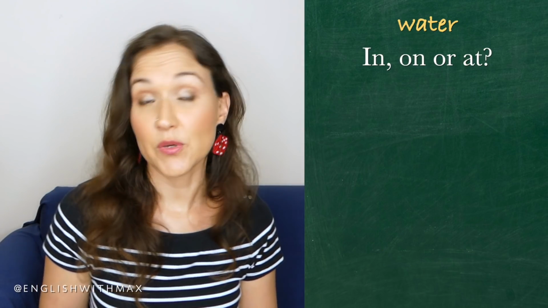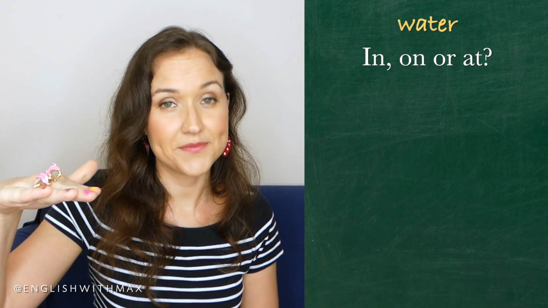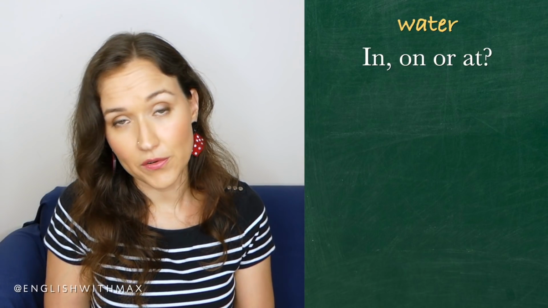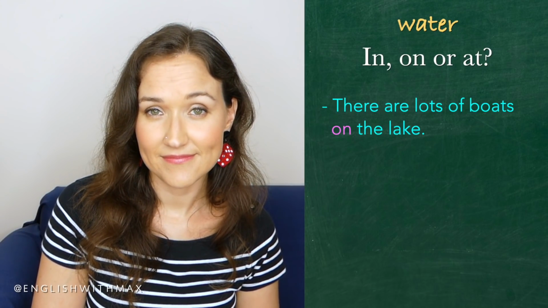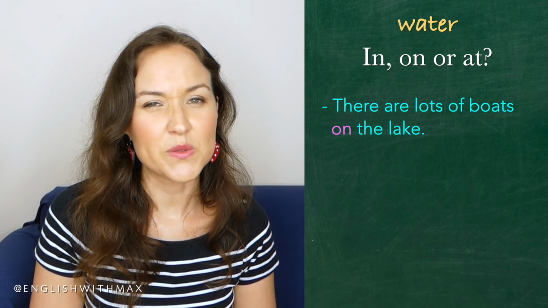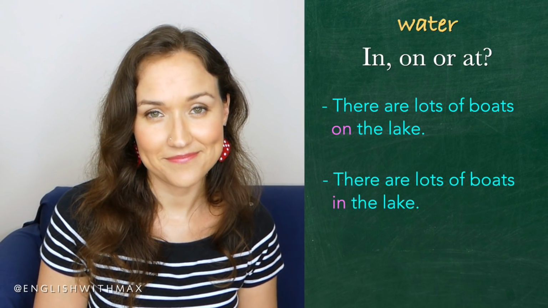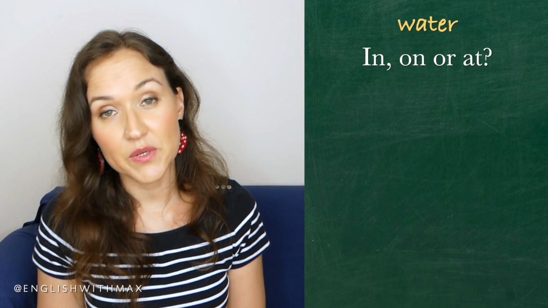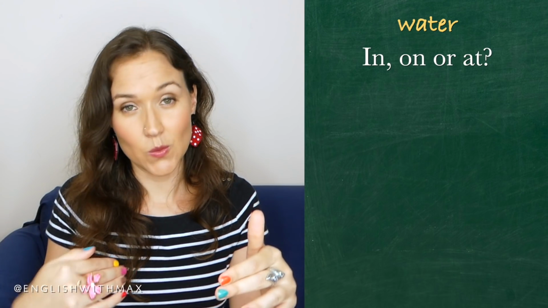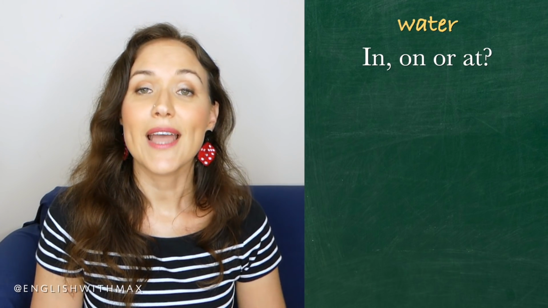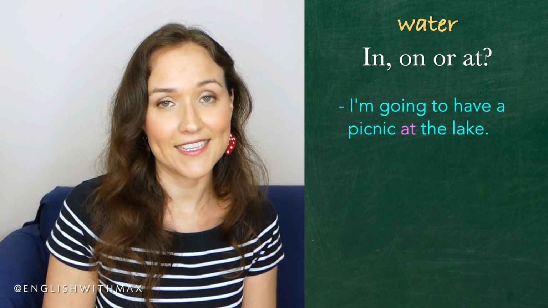However, if the person or the thing is on the surface of the water, we usually use on. There are lots of boats on the lake. But some people also say in there. There are lots of boats in the lake. If the thing or the person is not in the water, but is close to the water, we usually use at. I'm going to have a picnic at the lake.